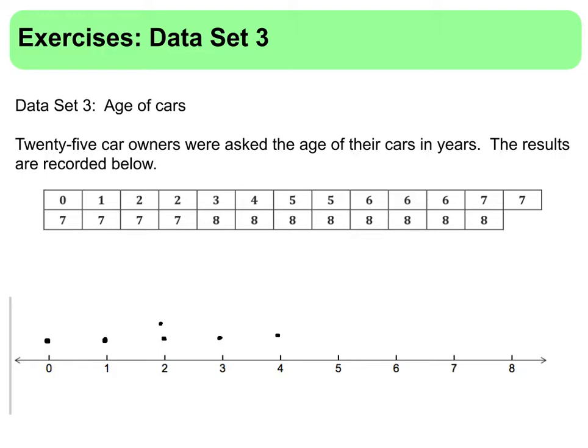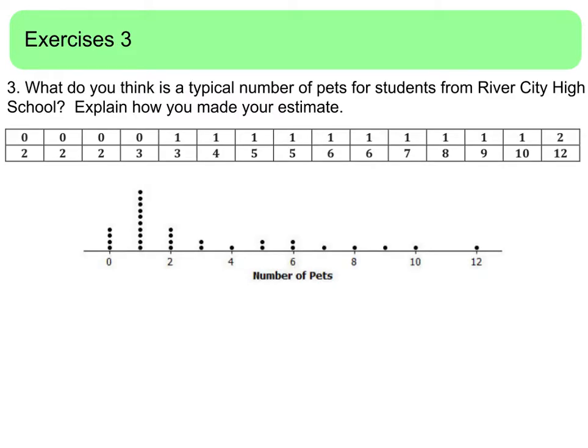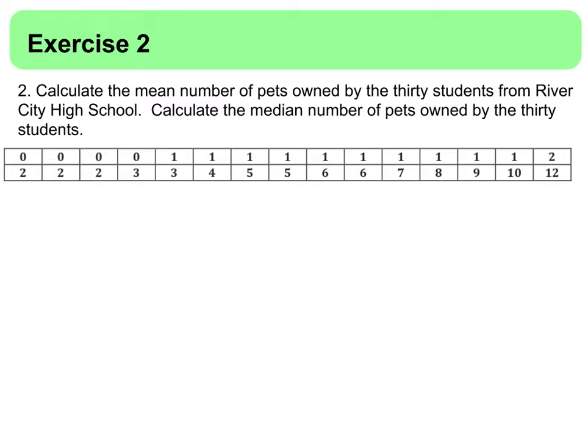To follow up, let's go back to where we looked first, in exercise 2. We see the same values for which we created a dot plot, the pet owners. They're asking us to do two things: what is the median number of pets owned by the 30 students, and it also says to calculate the mean. We'll do the mean first, and then we'll do the median.